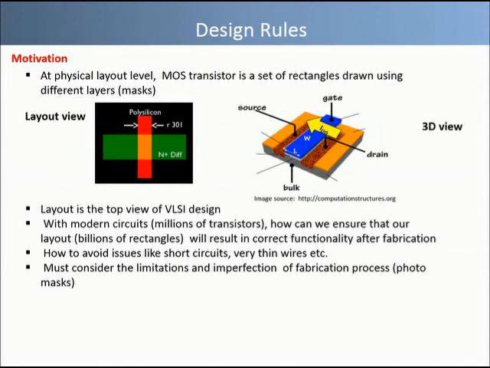So what is the motivation behind layout design rules? We must be aware of the fact that from the physical layout point of view, a MOS transistor is actually a set of rectangles drawn on the silicon wafer using different layers or stencils or masks. For example, let's consider an NMOS transistor. Here we have a black background which represents a p-type substrate, and the transistor is merely a rectangle of polysilicon over a rectangle of n plus diffusion region.